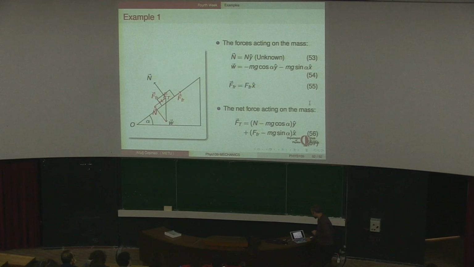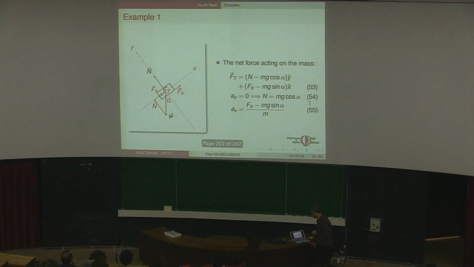Since I know the total force, I know that the acceleration of the object is nothing but this total force divided by the mass. But we know that the object, since it's sitting on an inclined plane, cannot move in the y direction. So the velocity along the y direction is always 0, which tells me that the acceleration along the y direction is 0. It just means that the force along the y direction has to be 0, because if there is a force along the y direction, it should accelerate in the y direction.